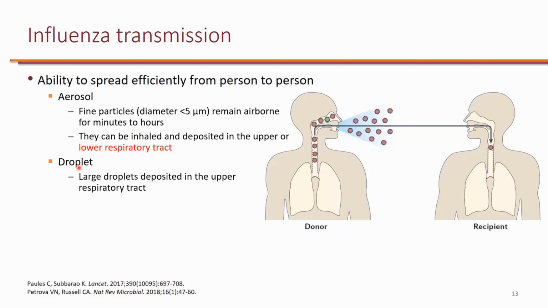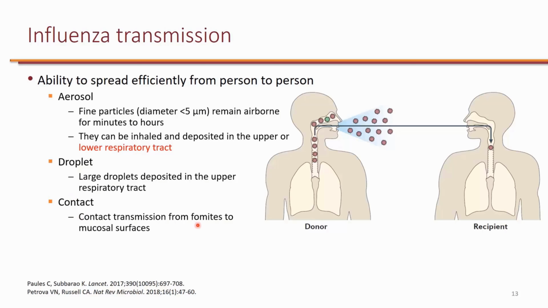They can also be in the form of droplets. Because droplets are large particles, they typically don't go too deep into the lungs. So if someone gets influenza by droplet, they end up having an upper respiratory tract infection. And of course, there is contact transmission from fomites.